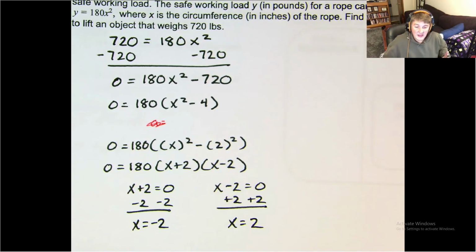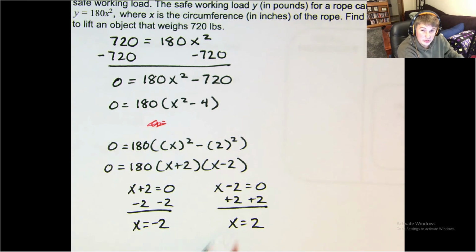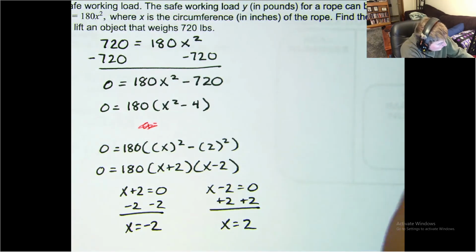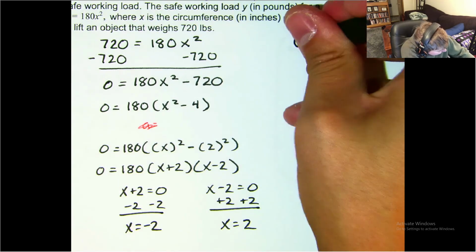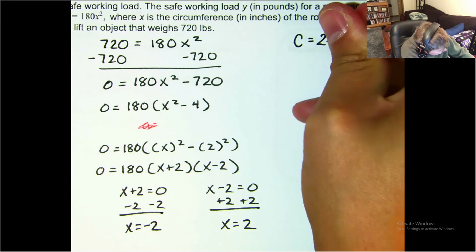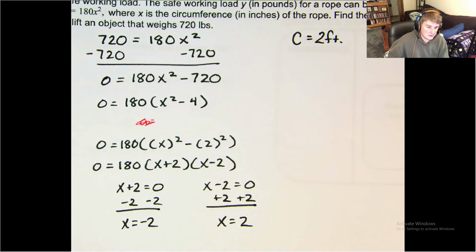Now, again, we've had this discussion in most of the word problems that we've had this chapter. Distance is always a positive thing. So I know that my circumference cannot be equal to negative 2 feet. That indeed x is equal to 2 is the only realistic answer. So I know that the circumference is equal to 2 feet. But that's not the question being asked here. The question being asked is what's the diameter of a rope needed to lift an object that weighs 720 pounds.